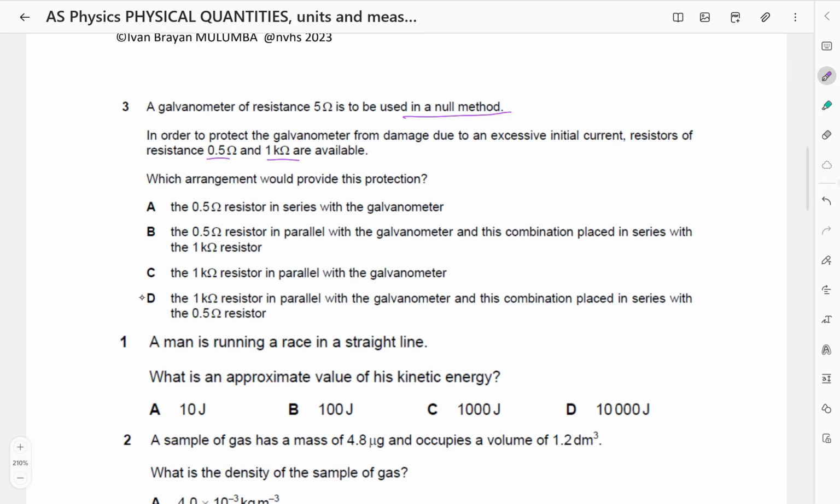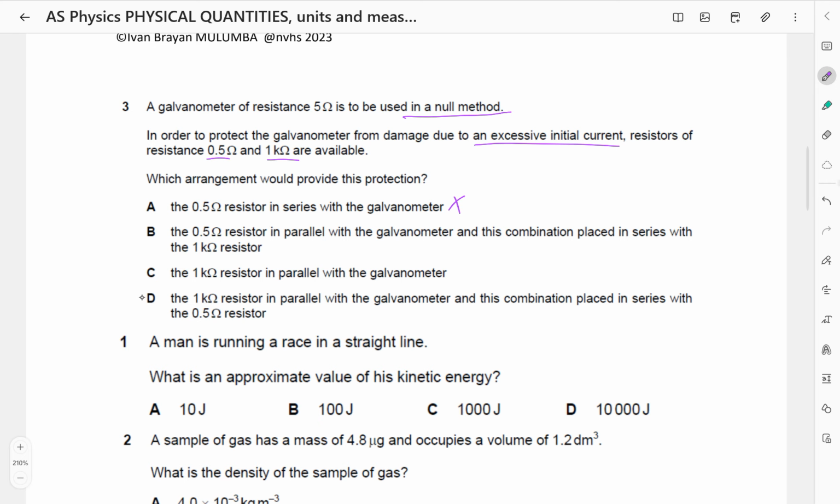So we want to reduce the initial current. That means we need a greater resistance. Let's see. 0.5 resistance in series with the galvanometer. Of course, 0.5 in series with the galvanometer, it is still very small. So this one, total resistance increases, but it is still very small.